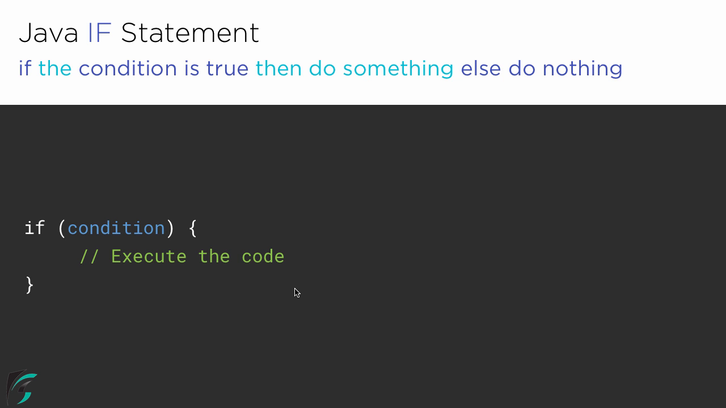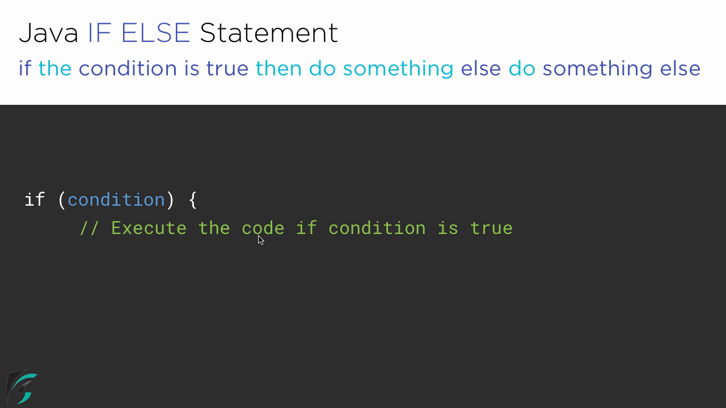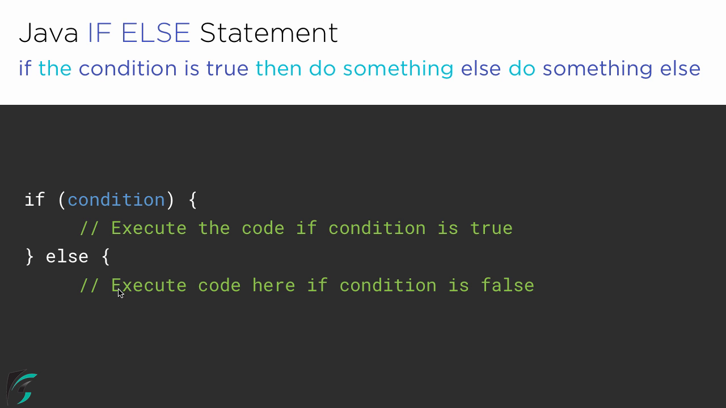Proceeding forward, let us now check out the Java if-else statement. Let's take an example. Here is the syntax. If the condition is true, then simply execute the code. And then finally, we have the else condition. If this condition is false, then simply execute the code block inside the else block. Let us summarize by saying that if the condition is true, then do something, else do something else.